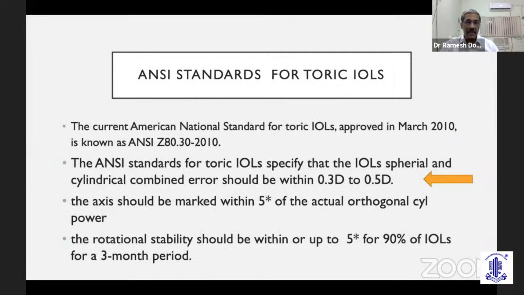The ANSI standards for toric lenses are very similar. They specify that the combined spherical and cylindrical error should be within 0.3 to 0.5 diopter. Also, that the axis should be marked within 5 degrees of the actual orthogonal cylinder of that intraocular lens. And the rotational stability should be within 5 degrees for 90% of the intraocular lenses over a 3-month period.